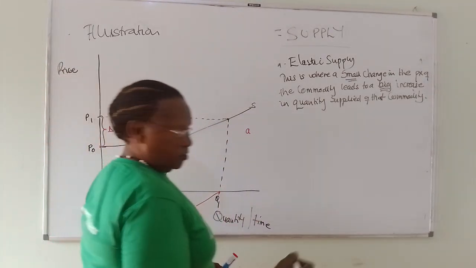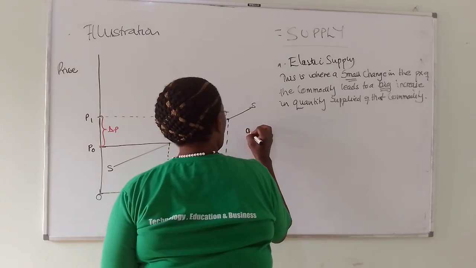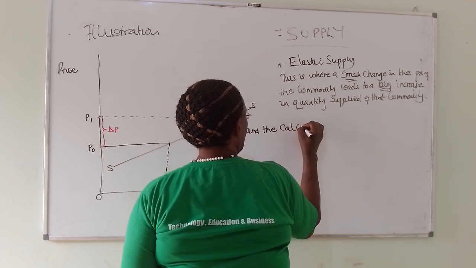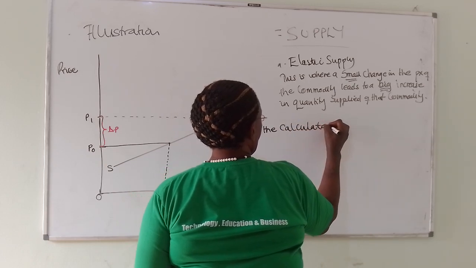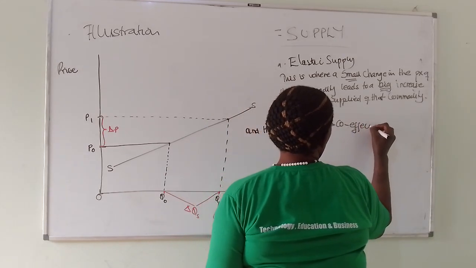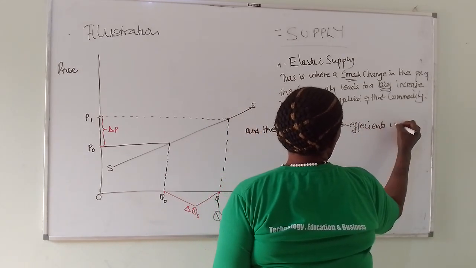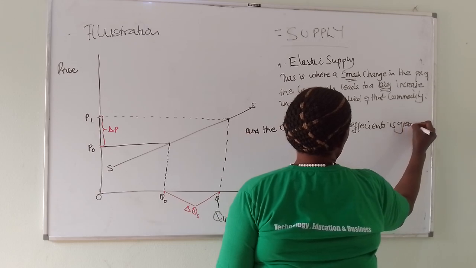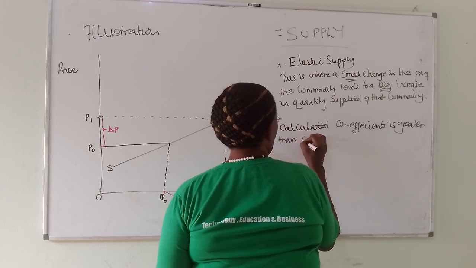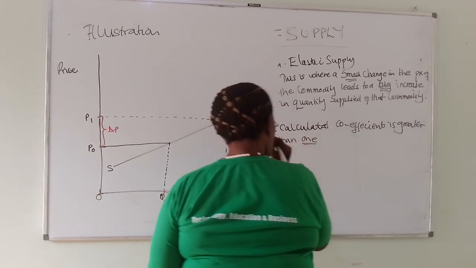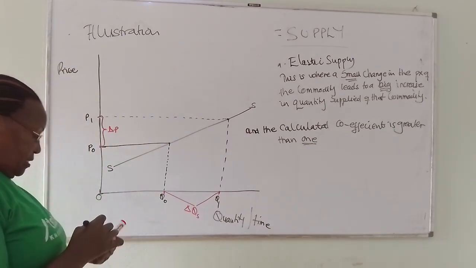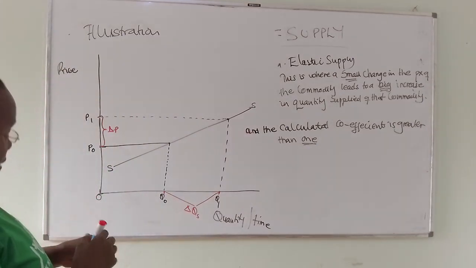the calculated coefficient of value is greater than 1. It is greater than 1. If you calculate, you are going to get a value which is greater than 1.